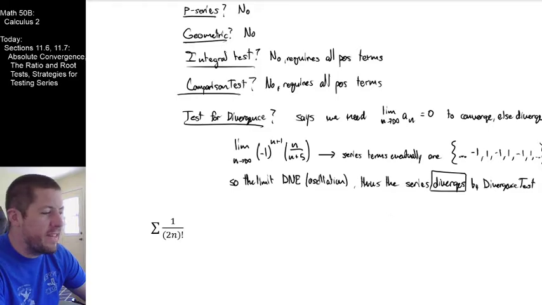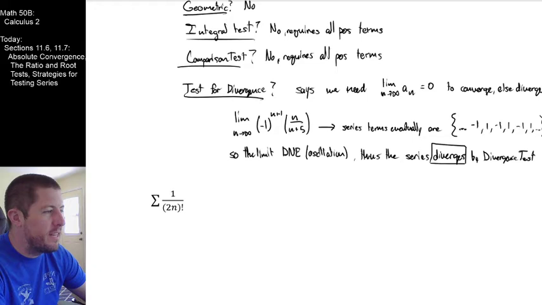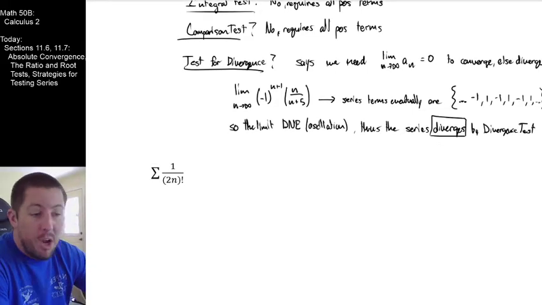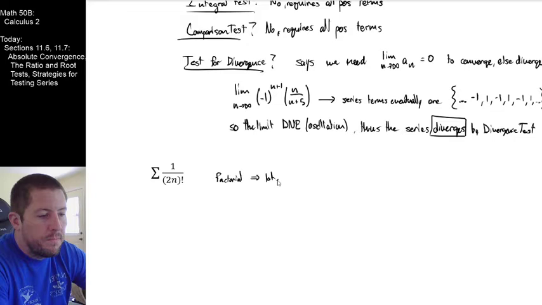So let's go ahead and take a look at our next series here. It's 1 over 2 times n to the a factorial of 2n. And I want to remind you that factorial implies lots of multiplication, which is usually good for the ratio test.